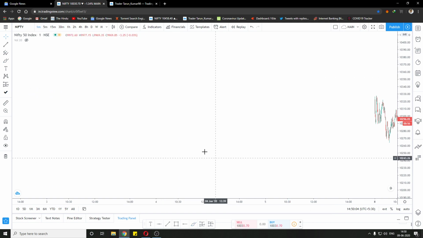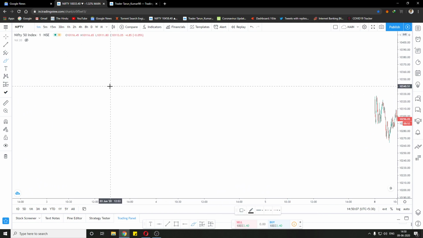Then we have our rectangle pattern. The rectangle pattern is basically trading support and resistance.